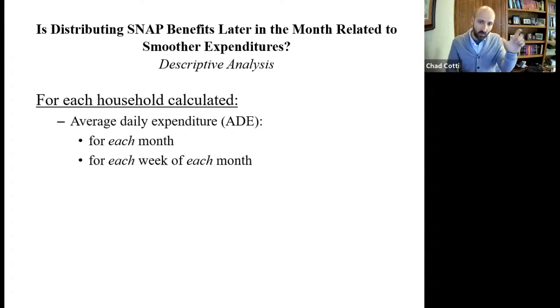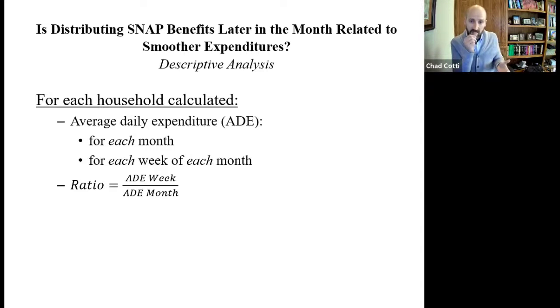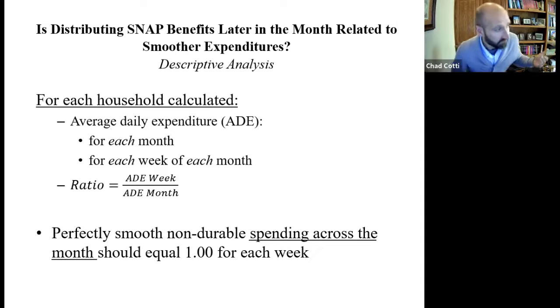And then for corresponding weeks within months, we calculated this ratio. So it's the average daily expenditure per week over the average daily expenditure for the corresponding month. And the idea there is that with perfectly smooth non-durable spending across the month, you should get a 1.0 each week, right? So if you're above 1.0, then that week, that household spent more on average than they did for the month on average, and so forth. So it just gives us some measure of smoothing in a descriptive sense.